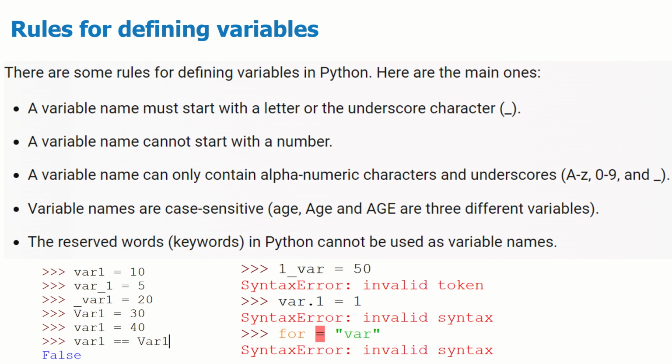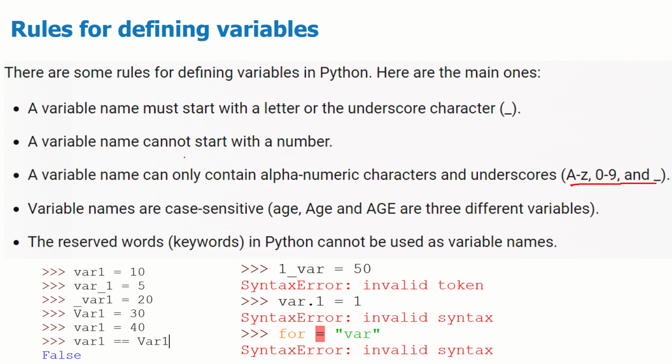Rules of defining variables. There are some rules we have to follow to define variables. We can use letters, capital letters, small letters, underscore and numerical values 0 to 9. Other than these we can't use any characters like star, dot, slash. We have to use only A to Z, capital and small, 0 to 9 numbers, and underscore only.